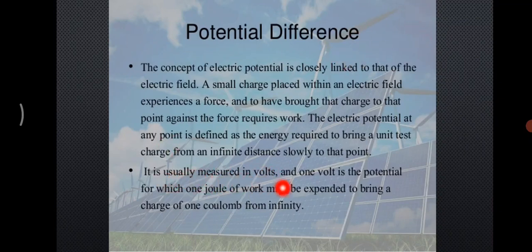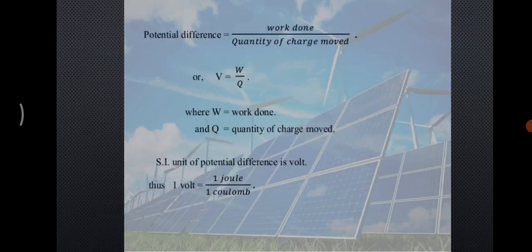So it is usually measured in volts. Remember children, we measure the potential difference in volts, and a volt of potential is that for which 1 joule of work must be expended to bring a charge of 1 coulomb from infinity. I'll tell you in detail about this, but remember it is measured in volts. You might have heard the word voltage. Voltage is nothing but the potential difference.